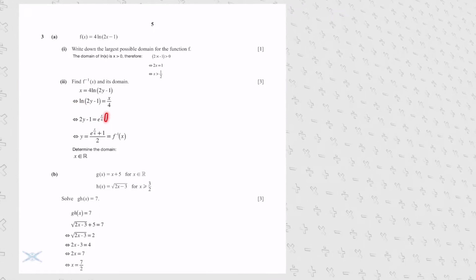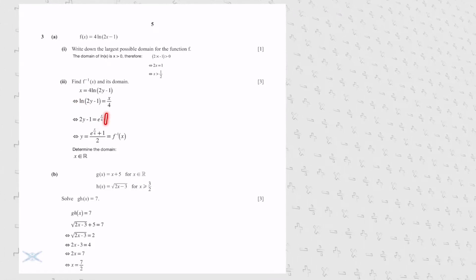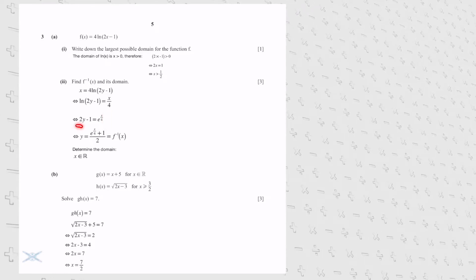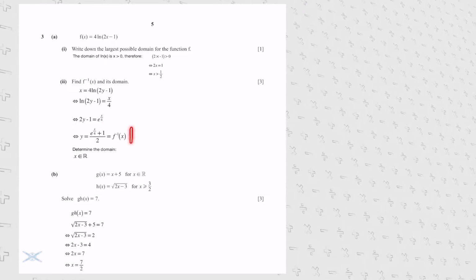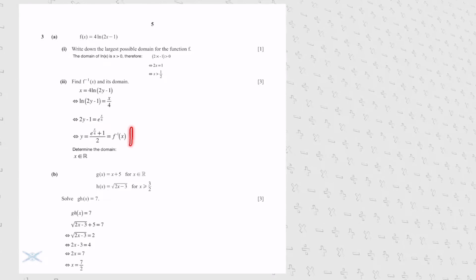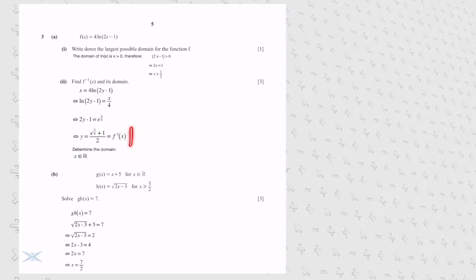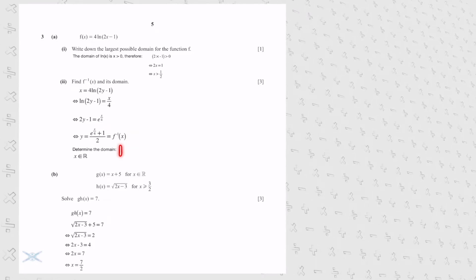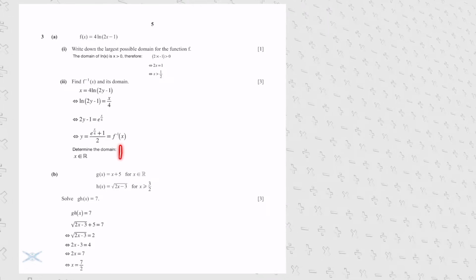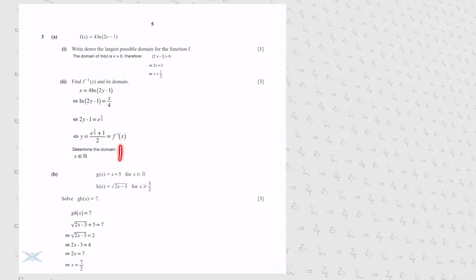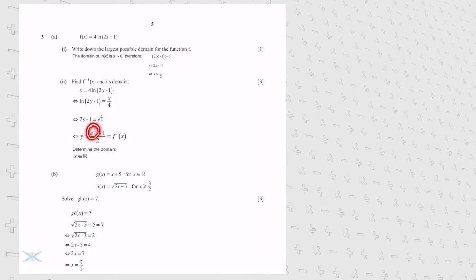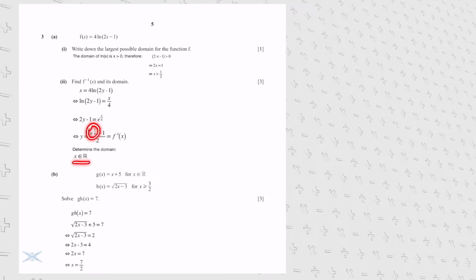Finally, we add 1 to both sides of the equation and then divide everything by 2, which provides us with the result that the inverse function equals e to the power of x over 4 plus 1 over 2. The domain of the inverse of our function is the entire realm of the real numbers, since e functions are defined for all x's within this domain.